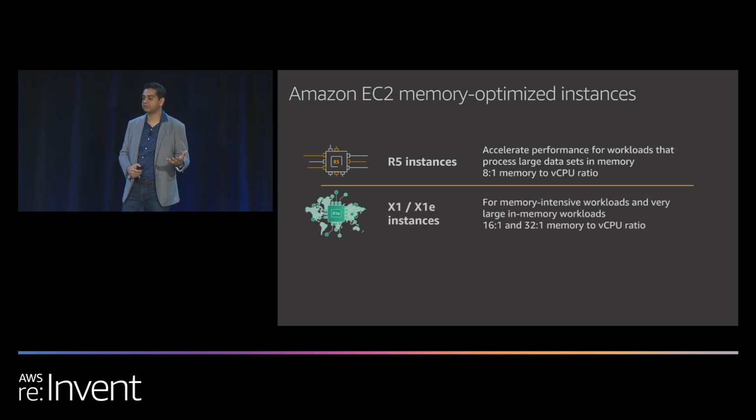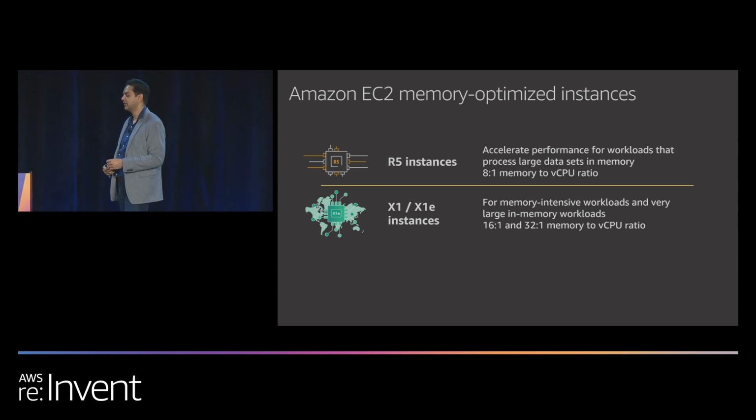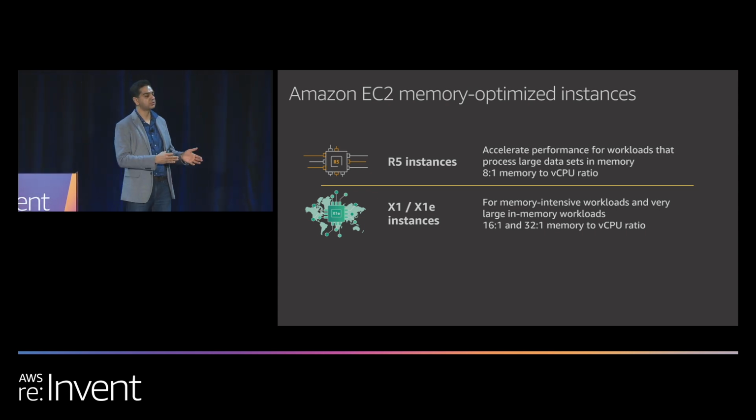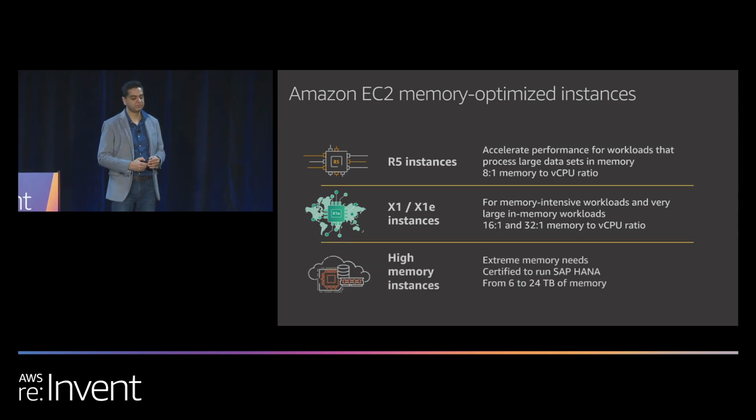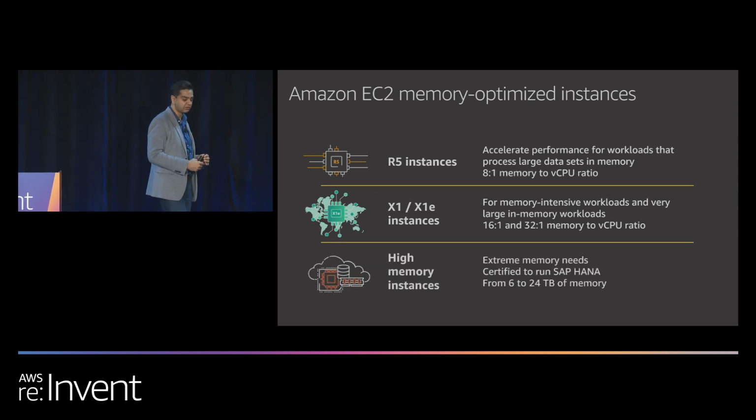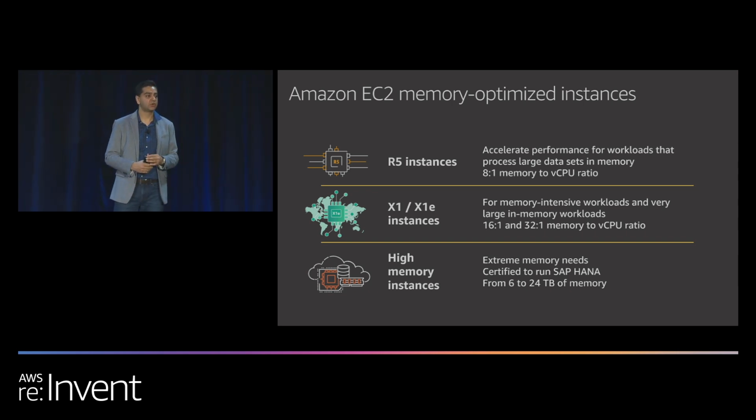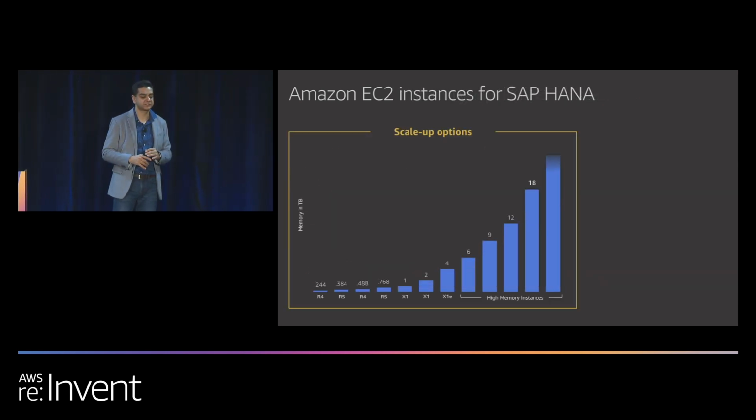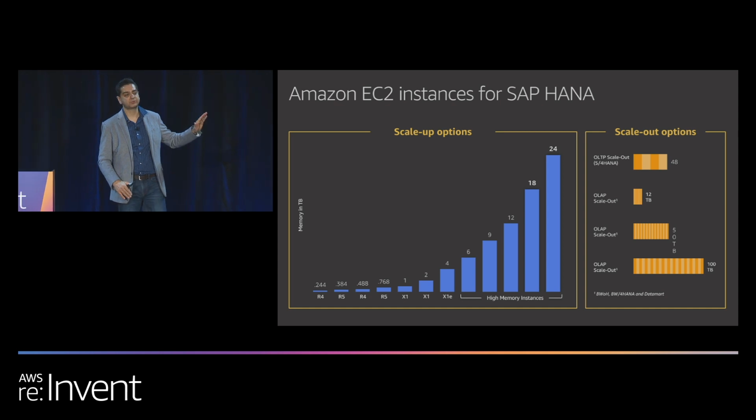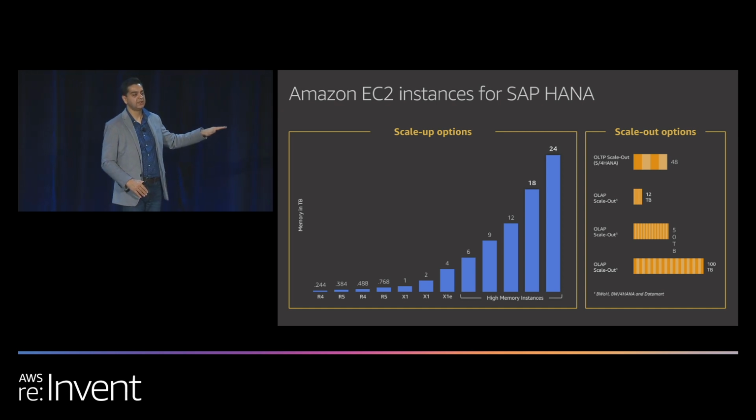We have built on R5 to provide our X1 and X1E instances, with X1E offering a 32:1 ratio of memory to vCPU. And then lastly, over the last year, we have introduced our high memory instances that go up to 24 terabytes of system memory, and they're targeted to run SAP HANA workloads. To contextualize this portfolio of high memory instances, you'll see R5 goes up to 768 gigabytes of system memory. X1 and X1E collectively go up to 4 terabytes of system memory, and then the high memory instances go up to 24 terabytes of system memory.